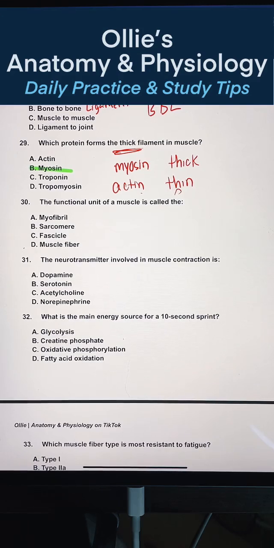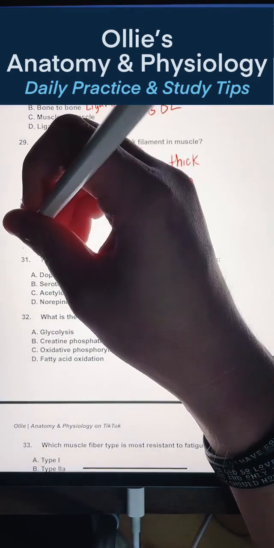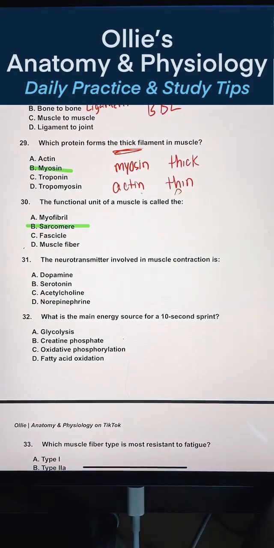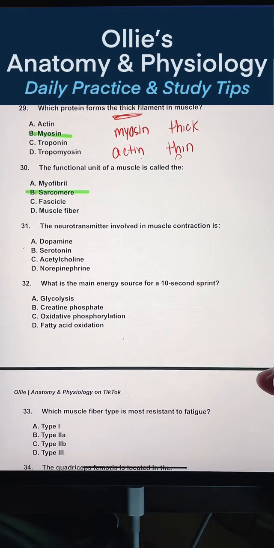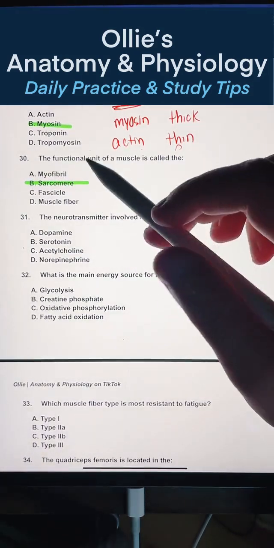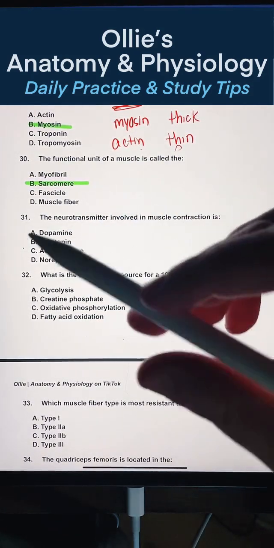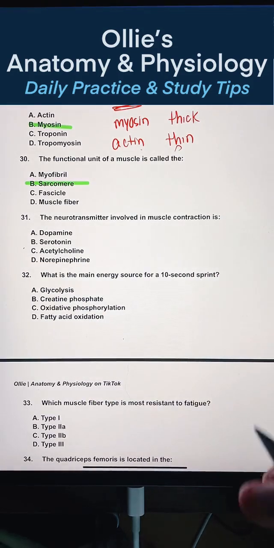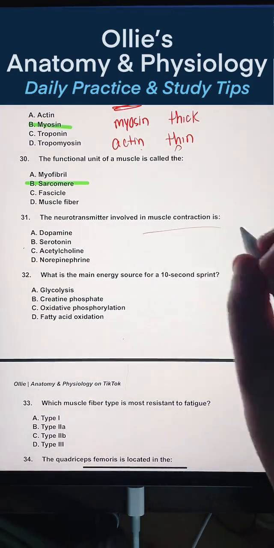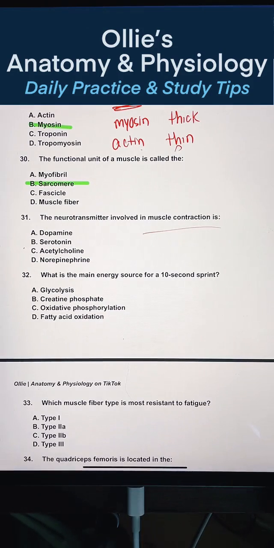Number 30, though, the functional unit is B. It is a sarcomere. The sarcomere is a repeating unit of contraction made of our myofibers, so our myosin and our actin. Number 31. But real quick, myofiber was made of sarcomeres. Our fascicle is a bundle of fibers, and a muscle fiber is a single muscle cell. Number 31, the neurotransmitter involved in muscle contraction is what? You need this neurotransmitter in order for a muscle contraction to occur. A, B, C, or D.